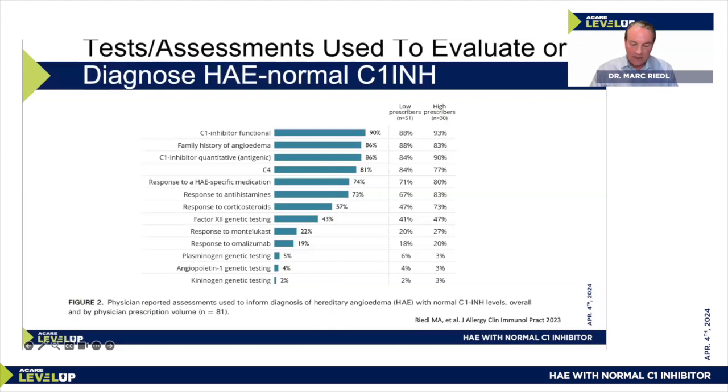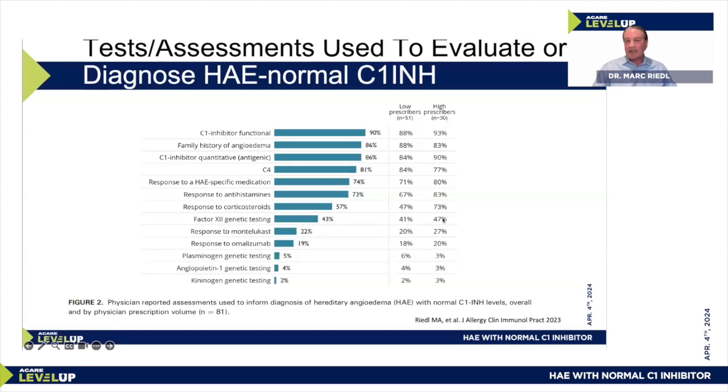Now, what's a little difficult though is that the way that physicians are making this diagnosis varies. I'll just show you, these are the tests that physicians report using when making a diagnosis of HAE normal C1 inhibitor. As you would expect, most of them are using family history and C1 inhibitor testing. What I will point out, though, is that depending on whether they treat a lot of patients or not, they are more likely to use responses to antihistamines and corticosteroids. You see the high volume practices use this very often, less so in the physicians that see fewer patients.